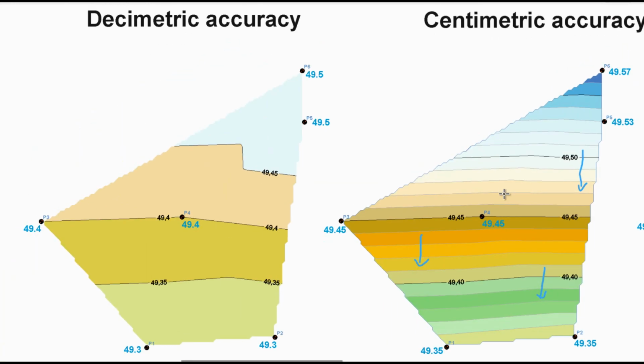But we have to be aware that if the hydraulic gradient is even lower than 0.0029, and we are using centimetric precision, we are going to have troubles, and we can miss the groundwater flow direction. We can provide a wrong groundwater flow direction. Let's see why.